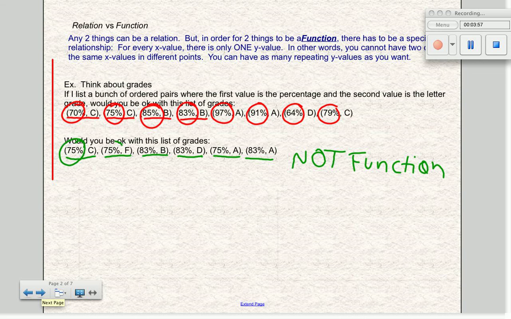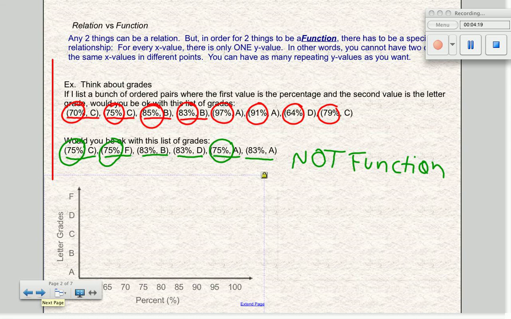Here I've got 75%, 75%, and another 75%. There's more than one 83, but that doesn't really matter. As soon as I have one x value that repeats, it is not a function. There's another way to determine whether or not something's a function visually, and that's called the vertical line test.